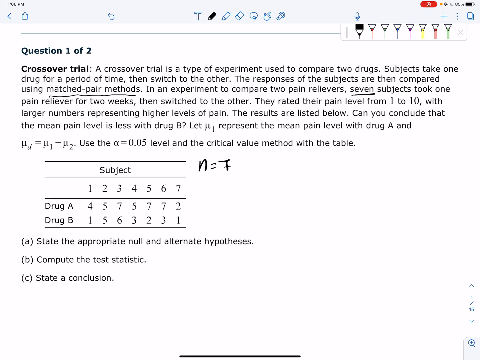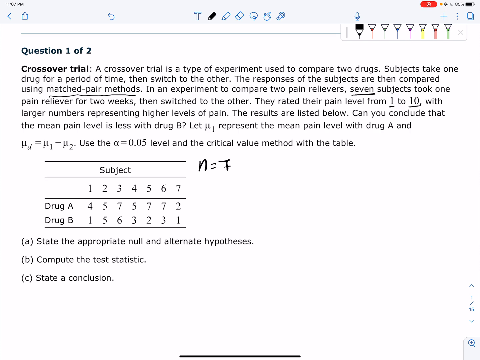We're just getting some information. 7 subjects took one pain reliever for 2 weeks, then switched to the other. They rated their pain from 1 to 10, and we know 1 is mild pain and 10 is severe pain, with a larger number representing higher levels of pain. The results are listed below. Can you conclude that the mean pain level is less with drug B?